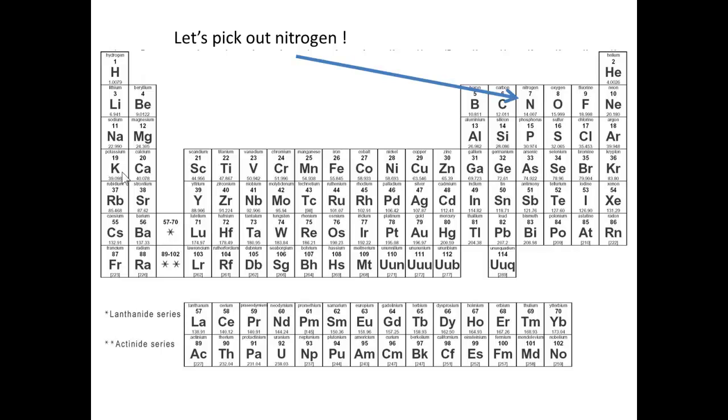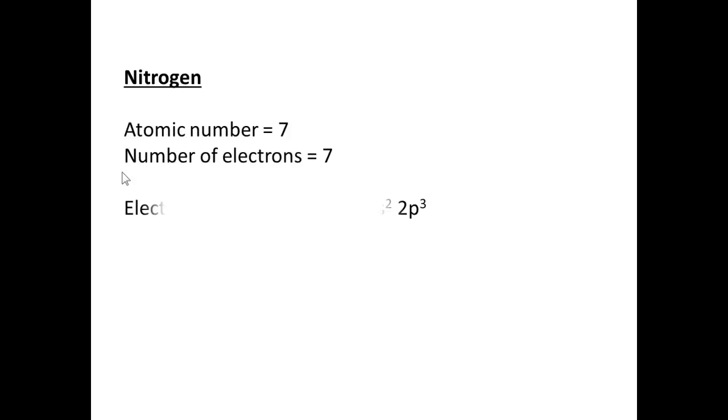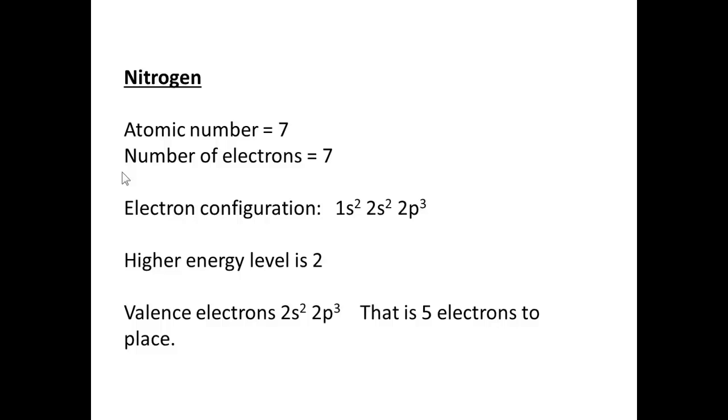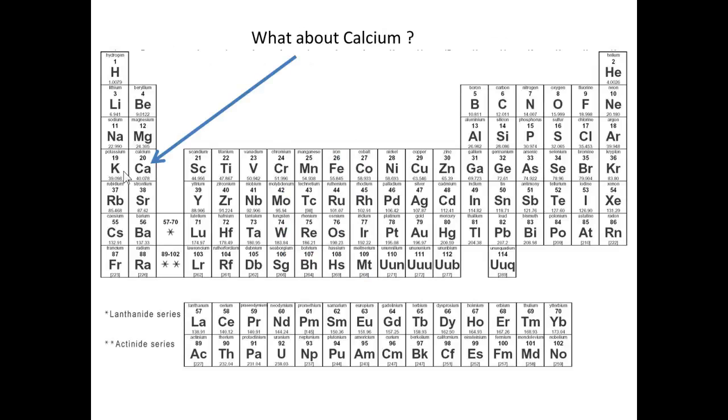Nitrogen has atomic number 7. So here we are, atomic number 7, number of electrons 7. So the electron configuration is 1s2, 2s2, 2p3. The highest energy level is 2, so those are the electrons that we're interested in. So the valence electrons are 2s2, 2p3, that is, we've got 5 electrons which we need to place. So we can now draw our Lewis dot diagram. And there we are, 2 in the s level and 1 each in the 2p orbitals there, and those are our 5 valence electrons.